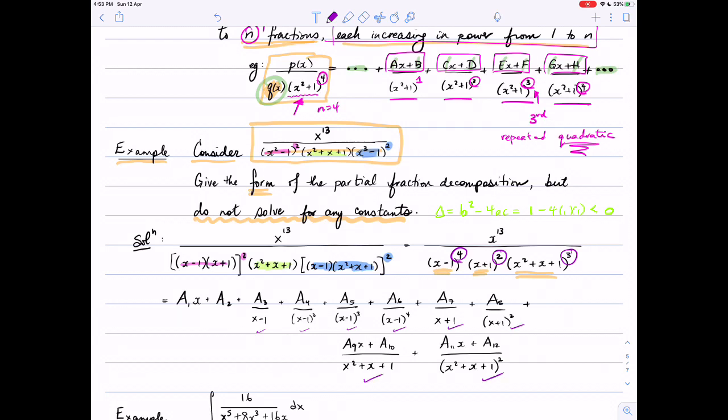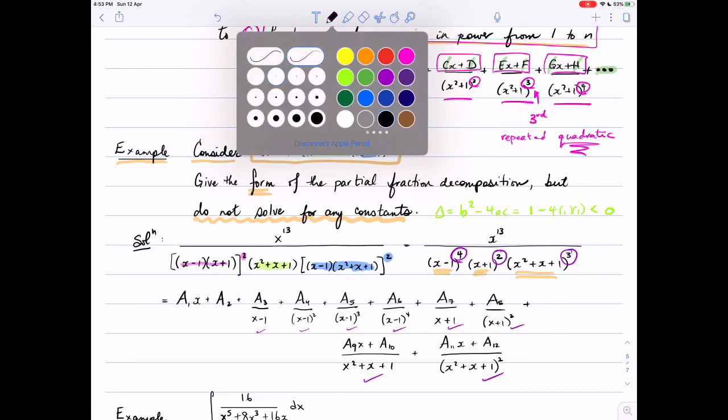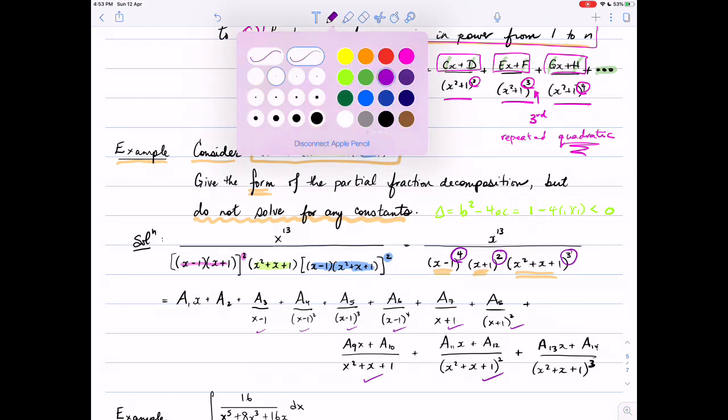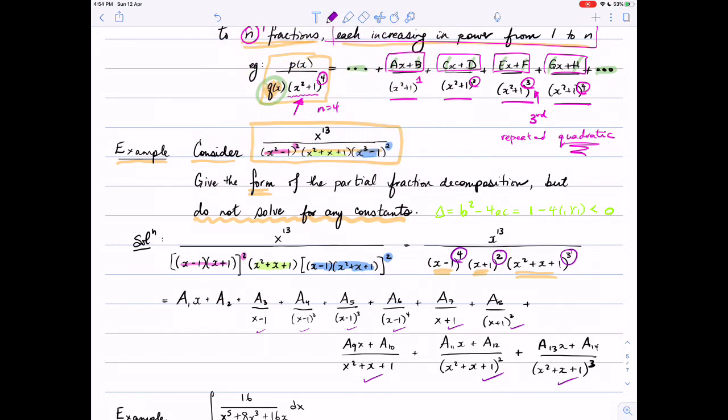Oh, that's upsetting. What's gone wrong? Aha! Look at that. I forgot the cubed power of this one. Okay, there you go. And so I was counting up, and there's my last one. Okay, so that's how many fractions.